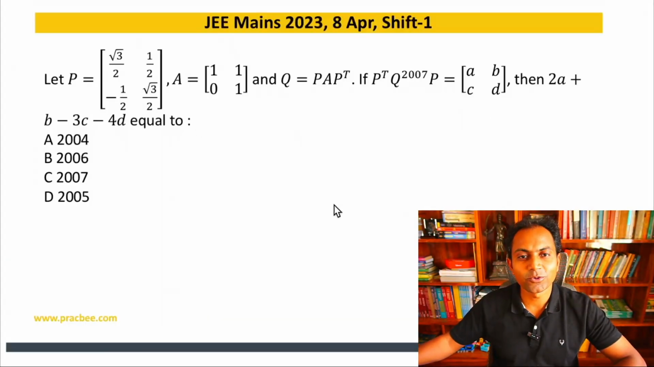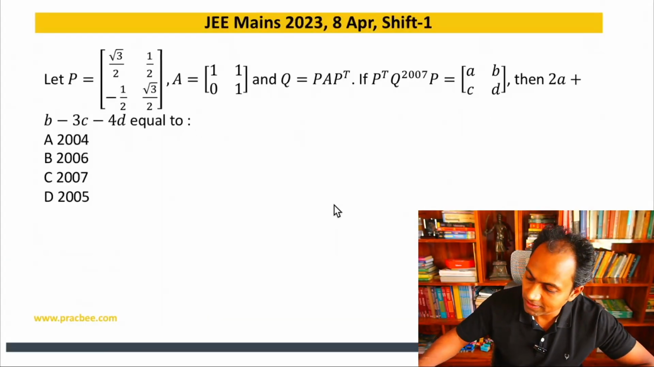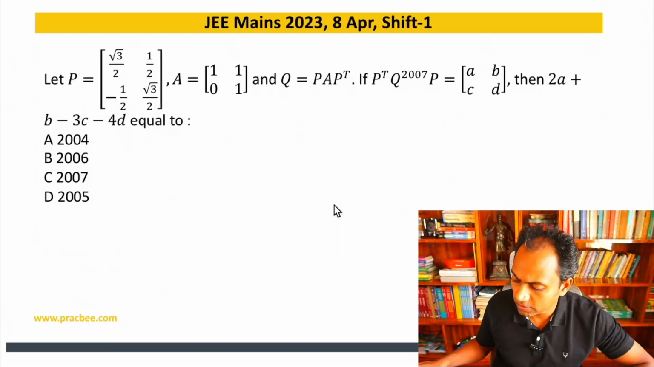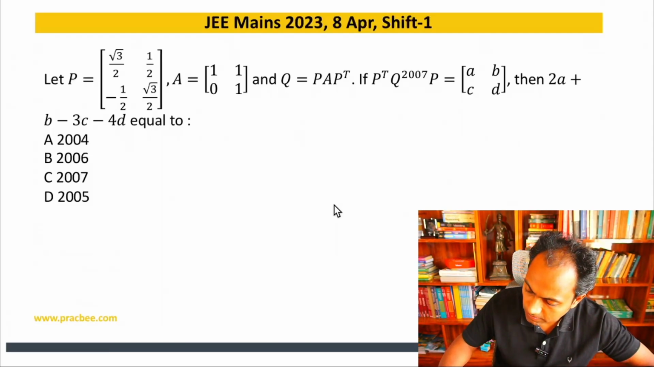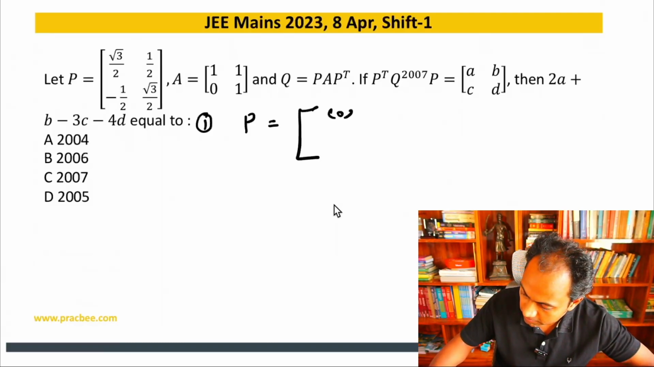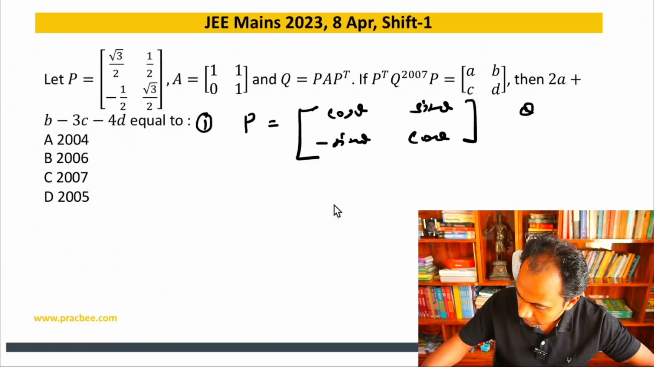Now this very interesting question came in 2023. This question talks about something very specific that is happening in the question. So if you consider this P as nothing but, this can be written as nothing but cos theta, this can be written as sin theta, this can be written as minus sin theta, this can again be written as cos theta, where theta is nothing but equal to pi by 6.